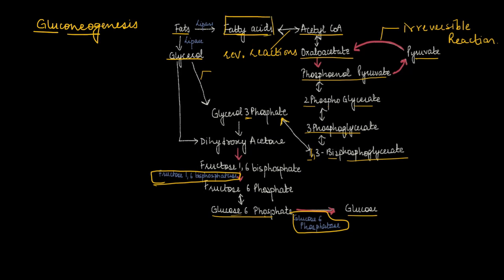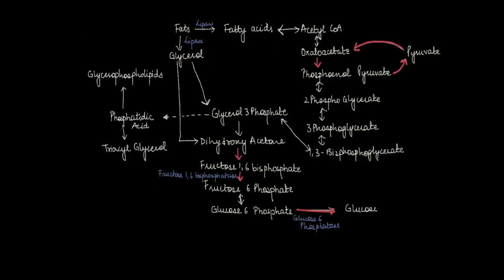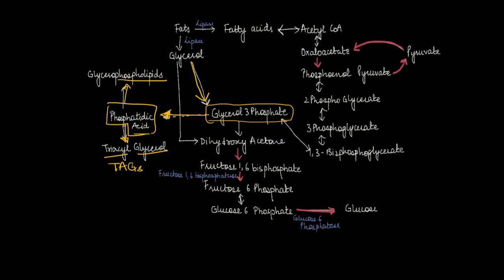This was the fate of fatty acids, how glucose is formed from fatty acids, and then glucose can also be formed from glycerol. How? Glycerol can be converted into glycerol 3-phosphate, or it can be converted into dihydroxyacetone, and from there again glucose can be obtained. Another fate of glycerol can be conversion into glycerol 3-phosphate. This glycerol 3-phosphate can be converted into phosphatidic acid, and this phosphatidic acid is a versatile molecule. It can be converted into glycerophospholipids, or it can be converted into triacylglycerol, which make up the TAGs. So this was the fate of glycerol.